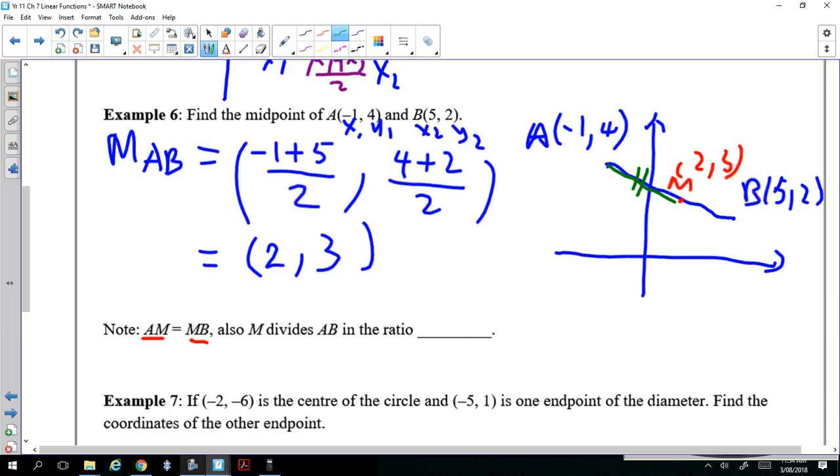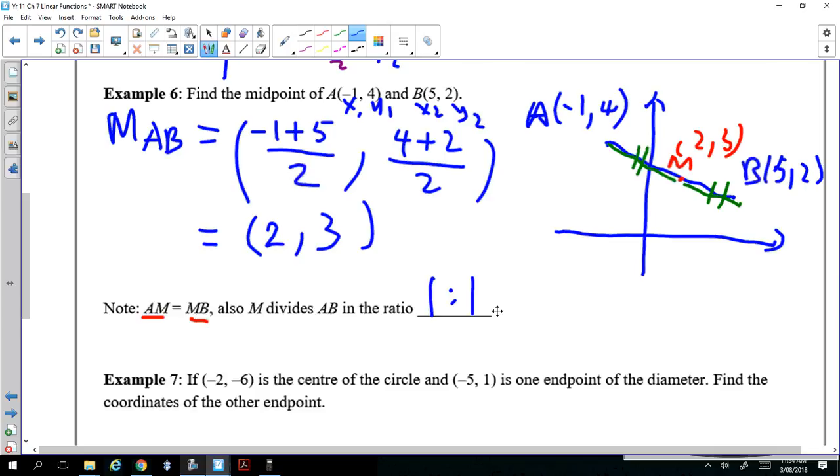Also, M divides AB in the ratio of 1 to 1, right? Because they are the same. The ratio is 1 to 1, right? So sometimes the question says, find M such that it divides AB in the ratio 1 to 1. It means find the midpoint. So you have these questions in the textbook. So you know, whenever a point divides an interval into ratio 1 to 1, it means M is the midpoint.